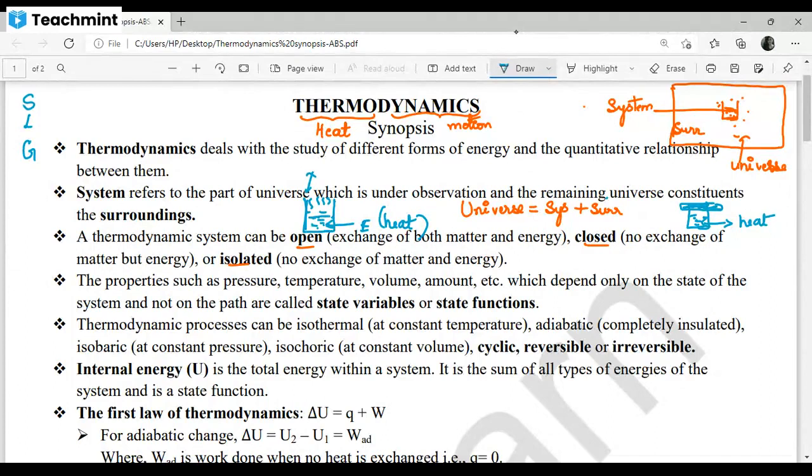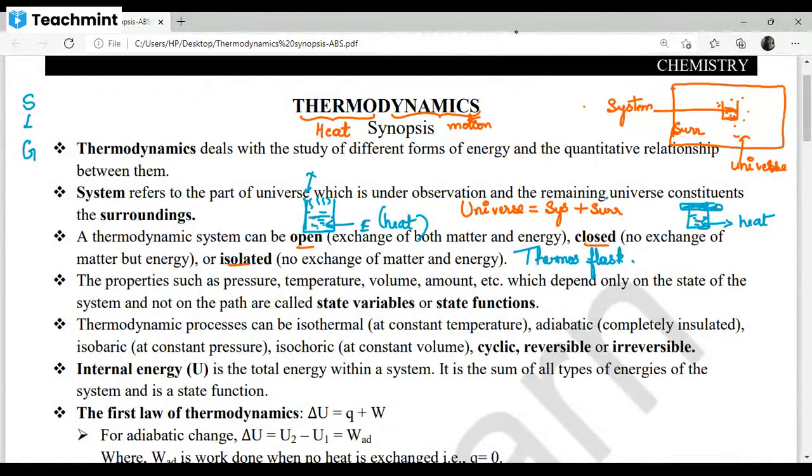Whereas isolated system, example is thermos flask. Thermos flask is an example. There is one more example called as Dewar's flask. All these are example for isolated system. So what happens in these? In these, there is no exchange of matter nor energy.